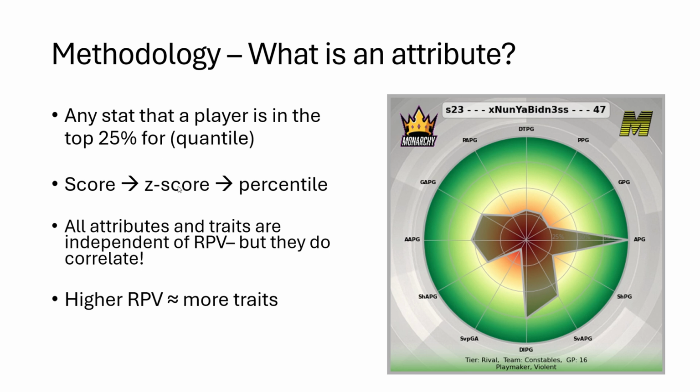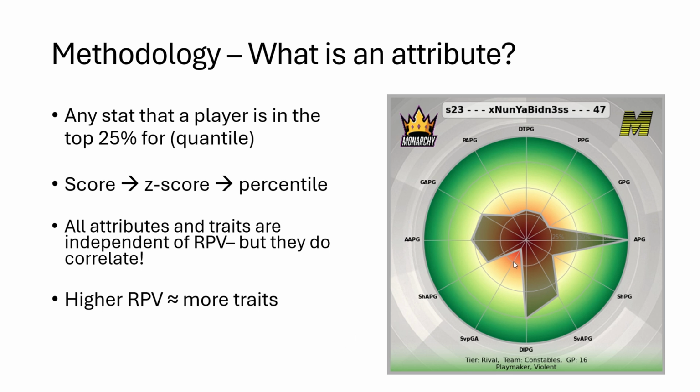So all attributes and traits are independent of your RPV score. Like there's no set RPV score or threshold you have to reach to get a certain trait, or any certain trait you have to have that will magically get you up to a certain number. But they do have a very high correlation. As you go into higher RPV ranges, you see more traits on players.